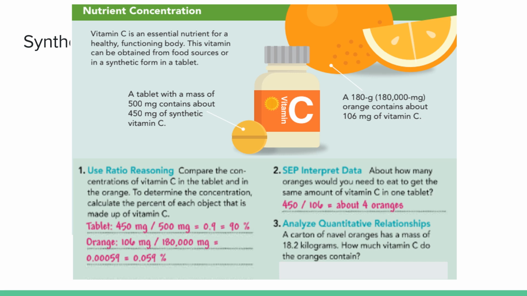So next, a carton of navel oranges has a mass of 18.2 kilograms. How much vitamin C do the oranges contain? So 18.2 kilograms is equal to 18,200 grams. Multiply that by 0.00059, which is the concentration, and you'll get 10.7 grams of vitamin C.